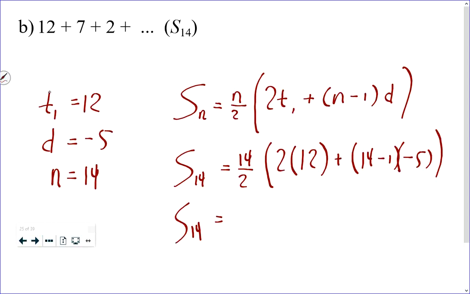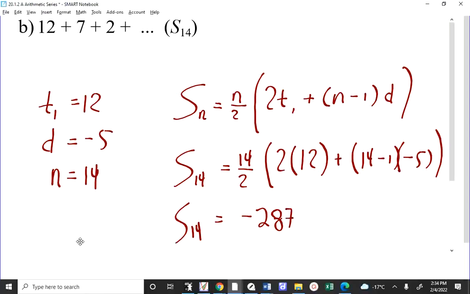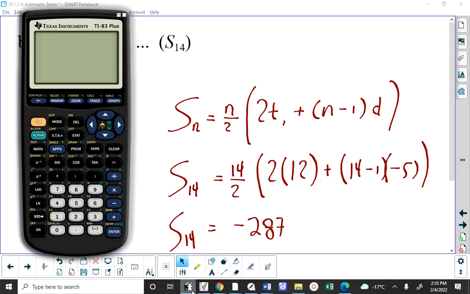I want to say negative 287. I got it? So I'm just going to give everybody a minute here and make sure that you are able to calculate that. I will, I guess, show you on a calculator. I won't write down the steps on paper.